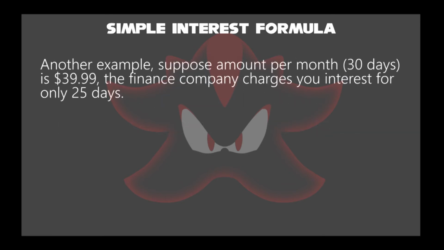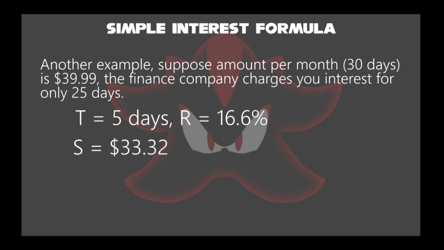Suppose its fixed principal amount is $39.99. The finance company charges you interest for only 25 days. That is dropping the interest payment to $33.32. Its rate is about 16.6%. The difference was 5 days before due.